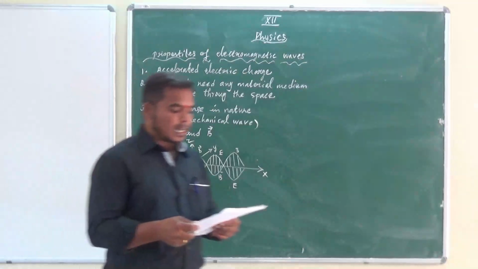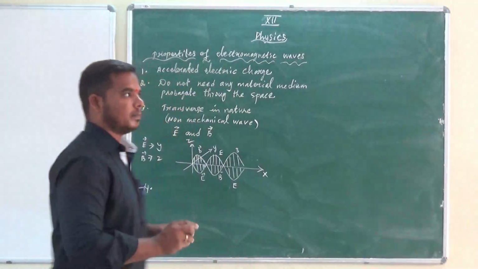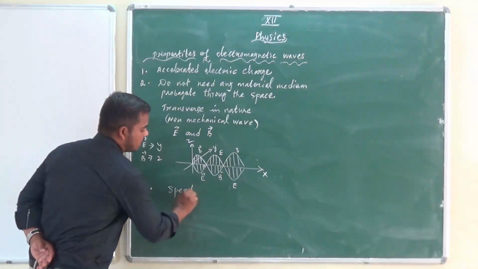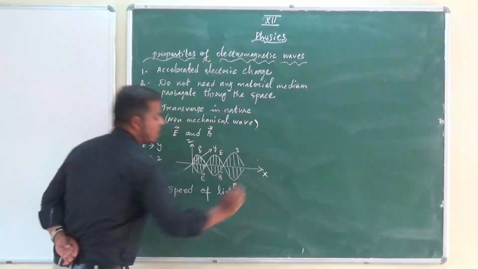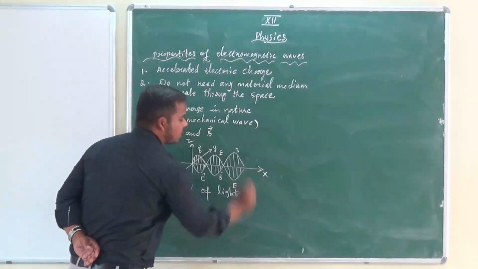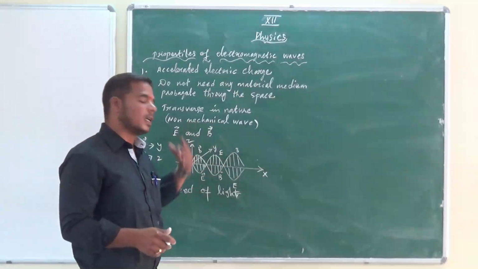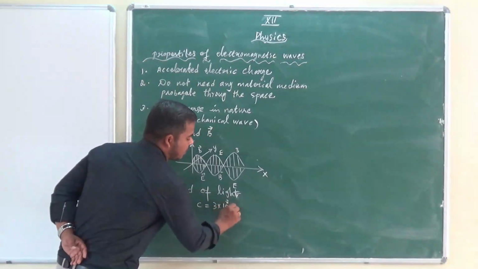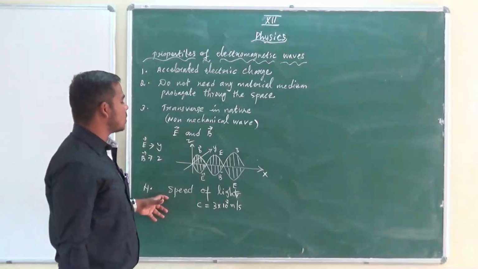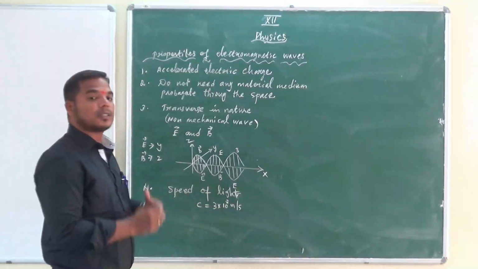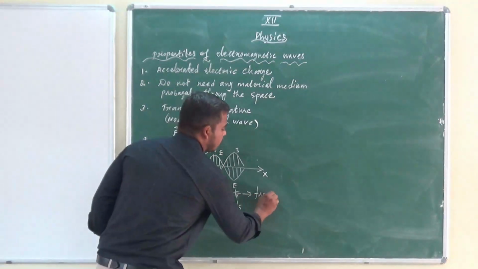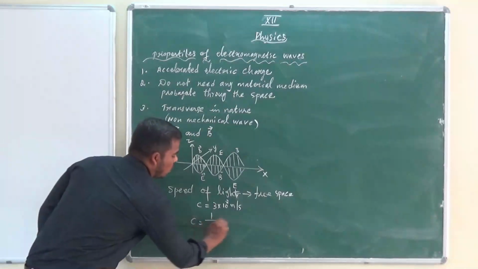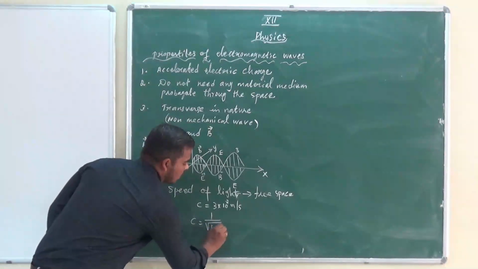Next, fourth point, electromagnetic waves travel with the speed of light. We already learned this many times in the lower classes, in 10th standard itself, what the speed of light is. The speed of light is represented by 3 into 10 to the power of 8 meters per second. So electromagnetic waves also travel with the speed of light, through free space. We can write the equation: c is equal to 1 by root of mu naught epsilon naught.